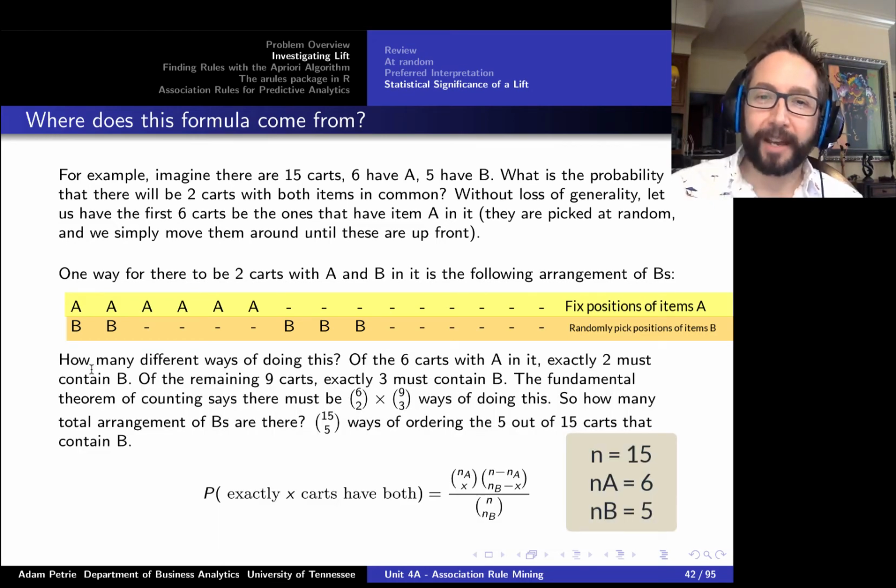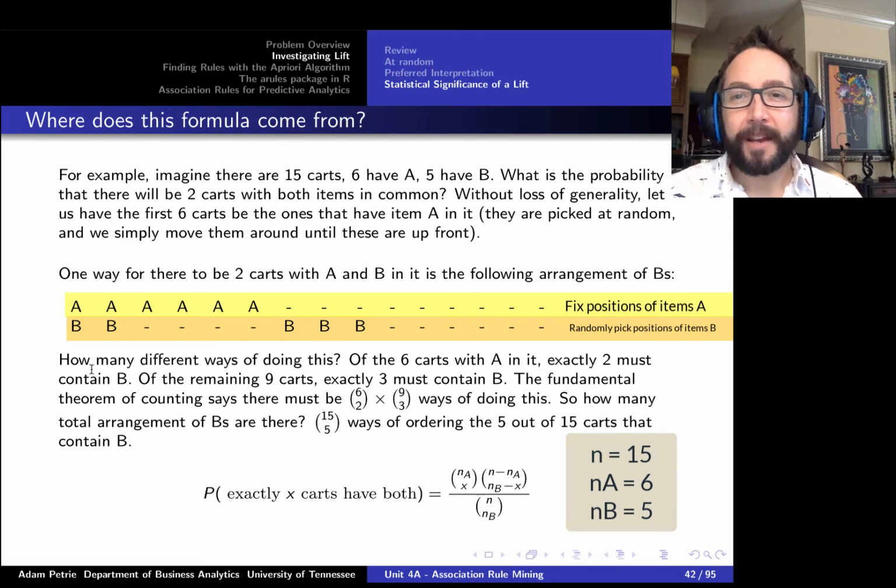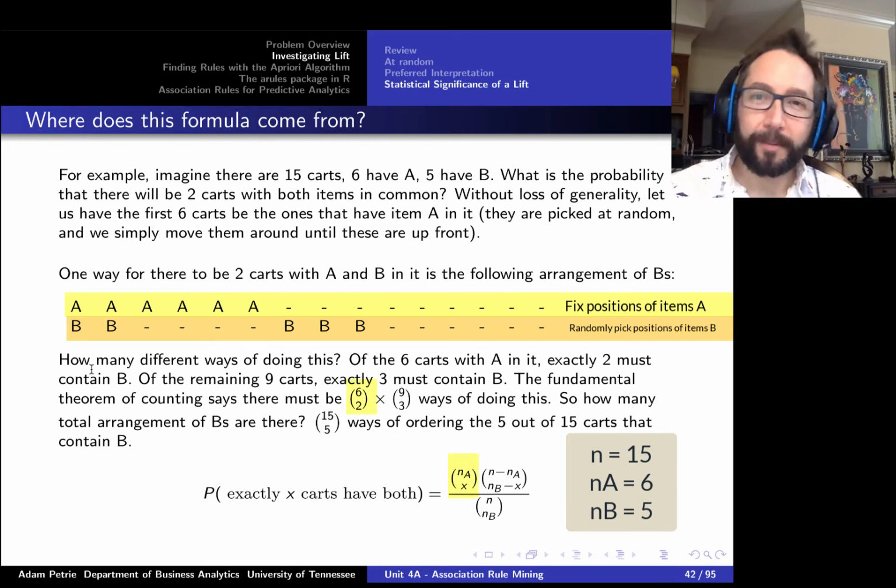And we know how to count that. So of the 6 carts that have item A, there's going to be 6 choose 2 ways of placing item B in those carts. So that's one way to start it out. We have to have, of those 6 carts with A, exactly 2 containing B. There's 6 choose 2 ways of having that happen.